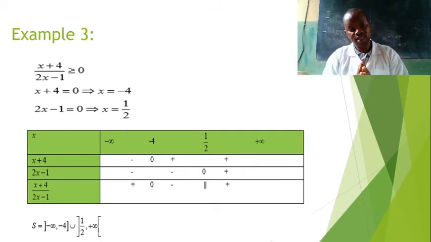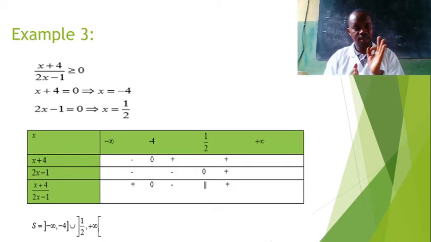For x plus 4, it will be equal to 0 when x is equal to negative 4. We put 0. And when x is equal to 1 over 2, the factor 2x minus 1, which is the denominator, will be equal to 0. And in this case, when x is equal to negative 4, the whole quotient will be equal to 0. That is why we put 0 in the column of x plus 4 over 2x minus 1.